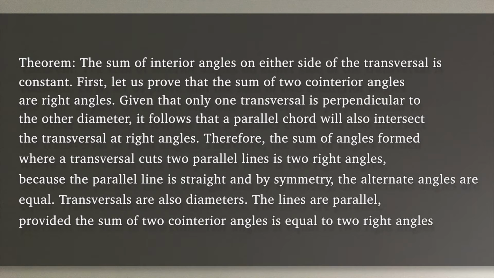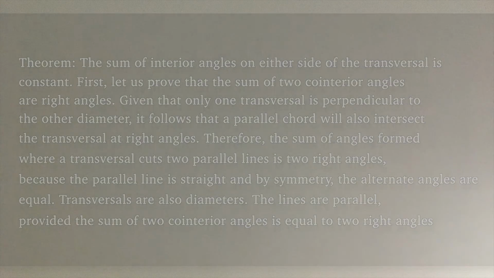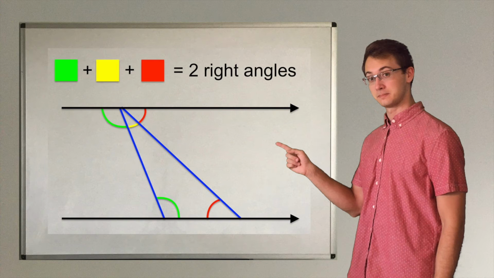Transversals are also diameters. The lines are parallel provided the sum of two cointerior angles is equal to two right angles. Proof: if we take any other diameter as a transversal, one that is not perpendicular to the chord or remaining diameter, we see that the alternate angles are equal by symmetry about the transversal. The sum of two cointerior angles is always two right angles, regardless of how the transversal cuts the parallel lines.